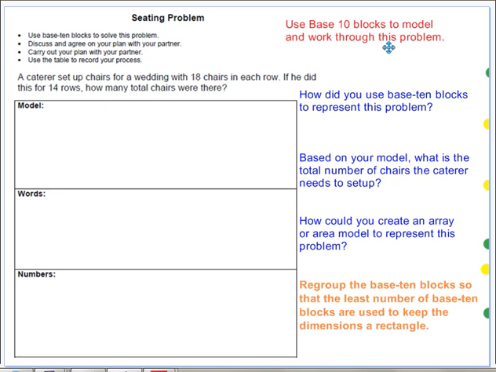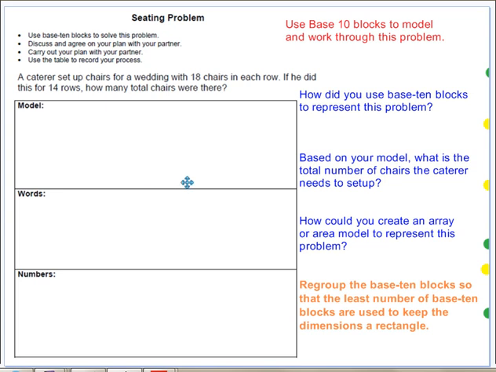And so what we need to do is discuss and agree on our plan with our partner, and carry out the plan. We're going to use this table right here to record our progress. The problem that we're working on is: a caterer set up chairs for a wedding with 18 chairs in each row. If he did this for 14 rows, how many total chairs were there? We need to start picturing that we're making rows and columns and putting single things together in order to make a group, and that is multiplication.